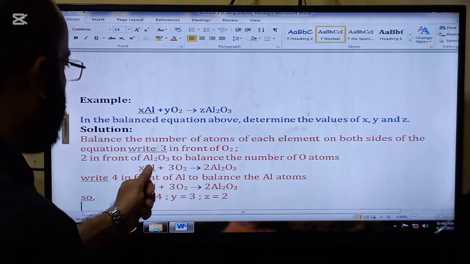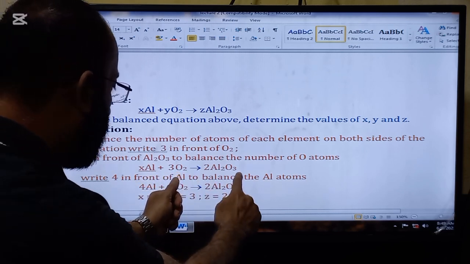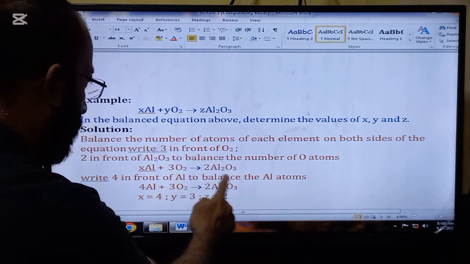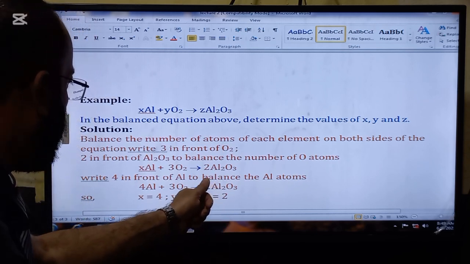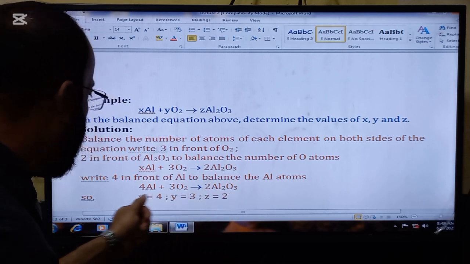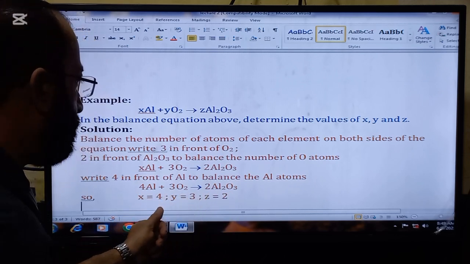Because of this, you can see here are 6 O, and there are 6 O on the right side as well. So this is balanced. And on the right hand side we have 4 Al. So we will write 4 in place of X now. So at this step you can see the number of atoms of each element is balanced.